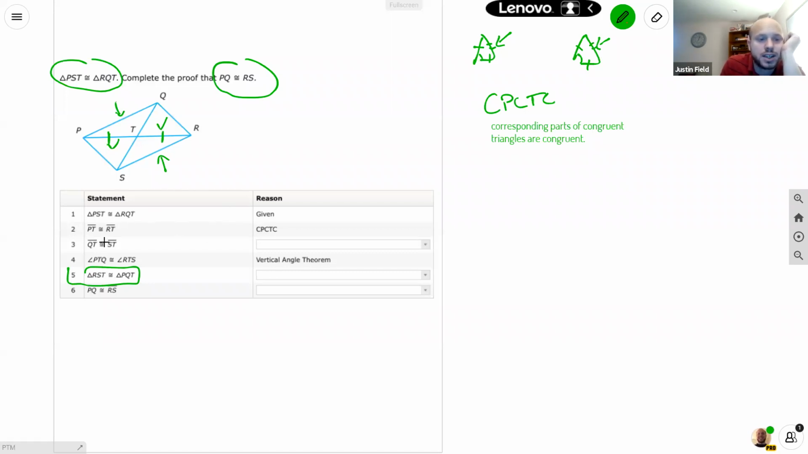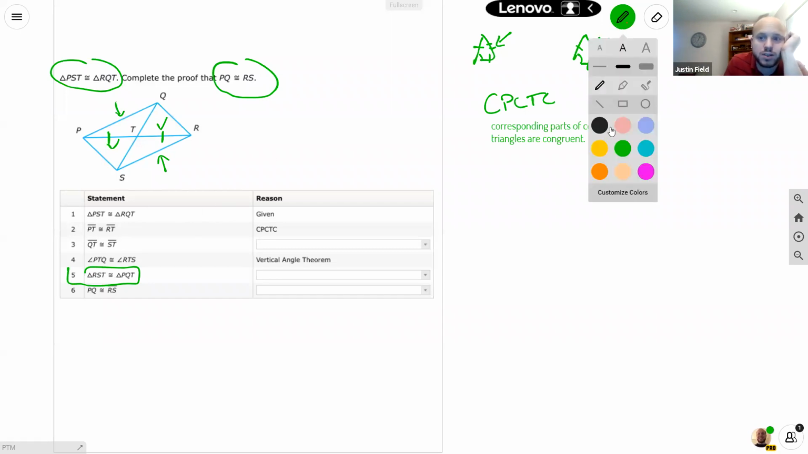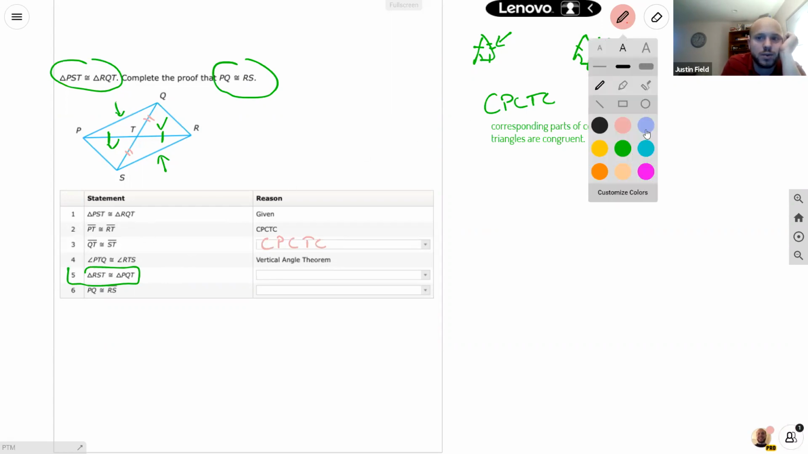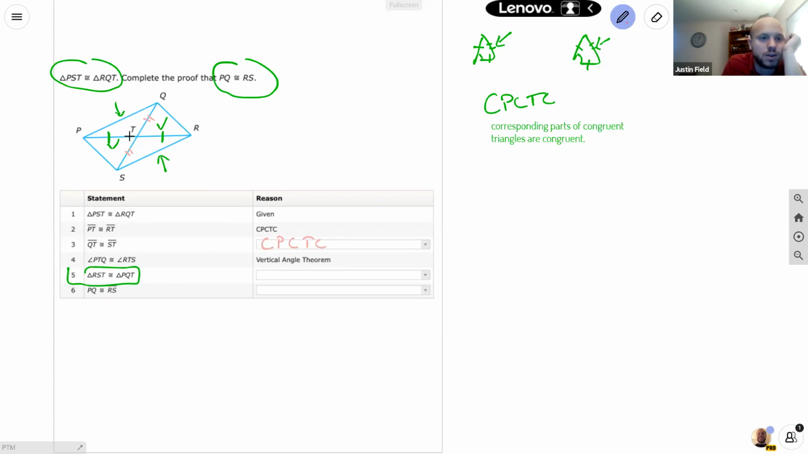CPCTC. Good example of CPCTC. QT is congruent to ST. So let me mark that in. QT, ST. Well, that's also because of CPCTC, because those are also congruent parts of those triangles. And we got vertical angles. So where are they? PTQ, PTQ. Those two angles are vertical angles.